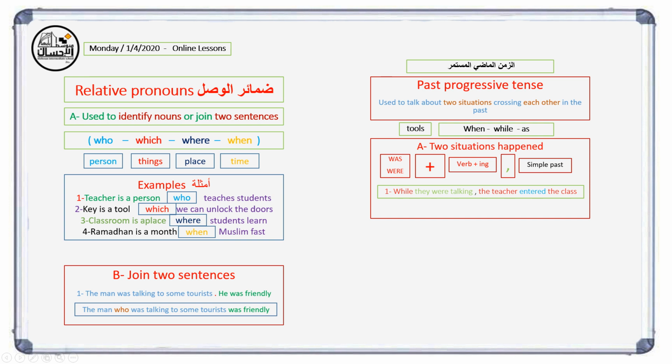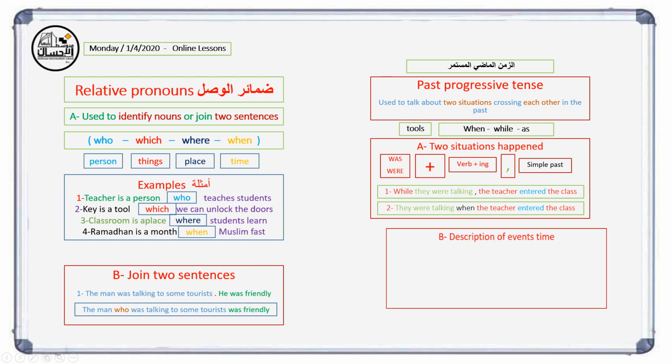Also, I can use one of those tools in the middle of the sentence. Then I will omit the comma. So look at this, the same situation. They were talking when the teacher entered the class. And this is here type A. Type B, description of the event's time.